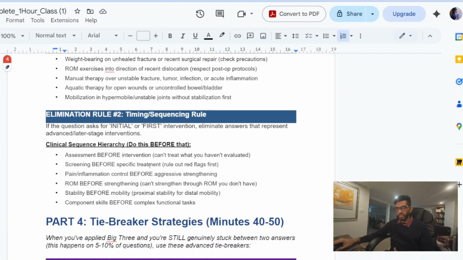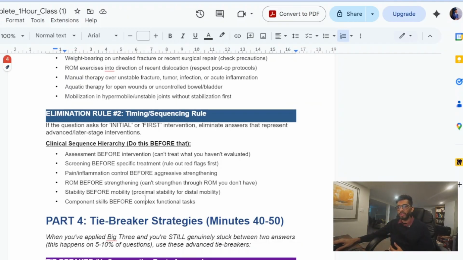screening before specific treatment. Rule out red flags first before you start a treatment. Pain and inflammation control before aggressive strengthening. You need to always control the pain and inflammation before you go into any kind of strengthening. You need range of motion before strengthening. You can't strengthen through a range of motion if you don't have it. Stability before mobility. You need to always look into proximal stability for distal mobility. Component skill before complex functional task. So it's always the foundation and then build on top of that. You build the base and then you build on top of that.